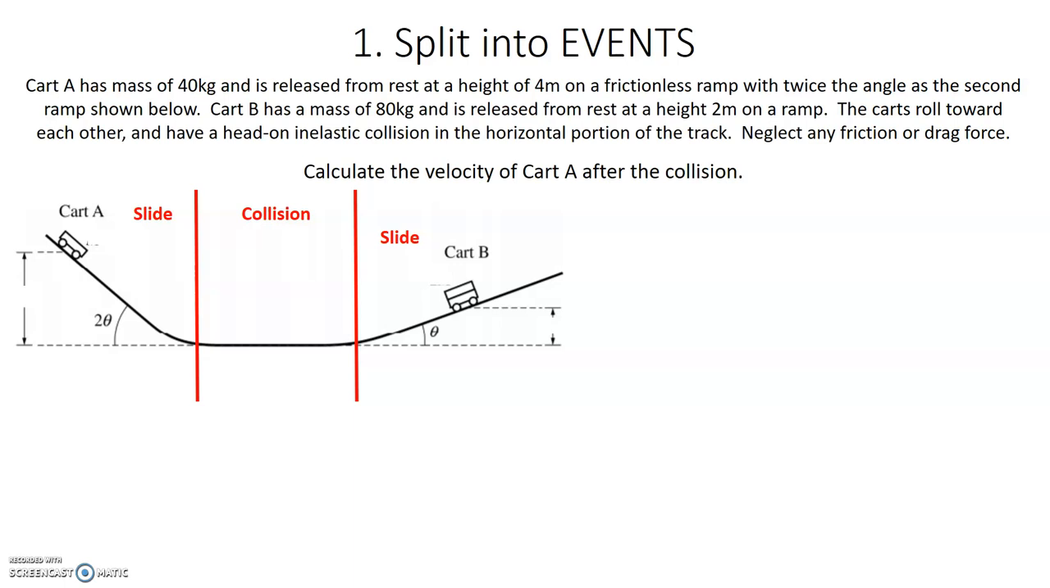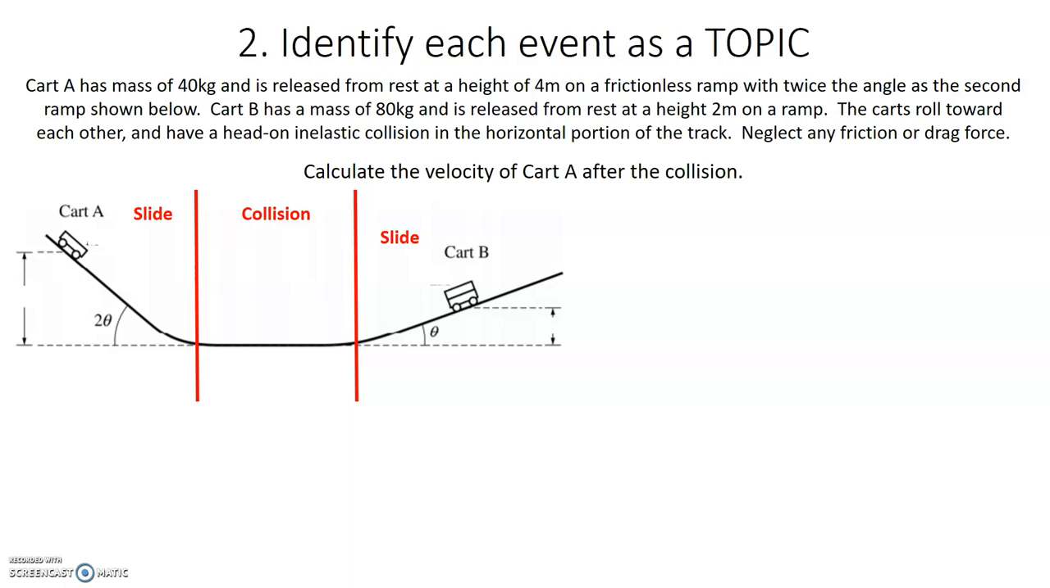You notice that splitting up our big problem into little chunks gives us more specific ideas of what we can use to actually solve this problem. So number 1, split it into events. In our case, we have 2, essentially 3 events that we can use. Now, step number 2 is take those events that we have and assign a physics topic to them.